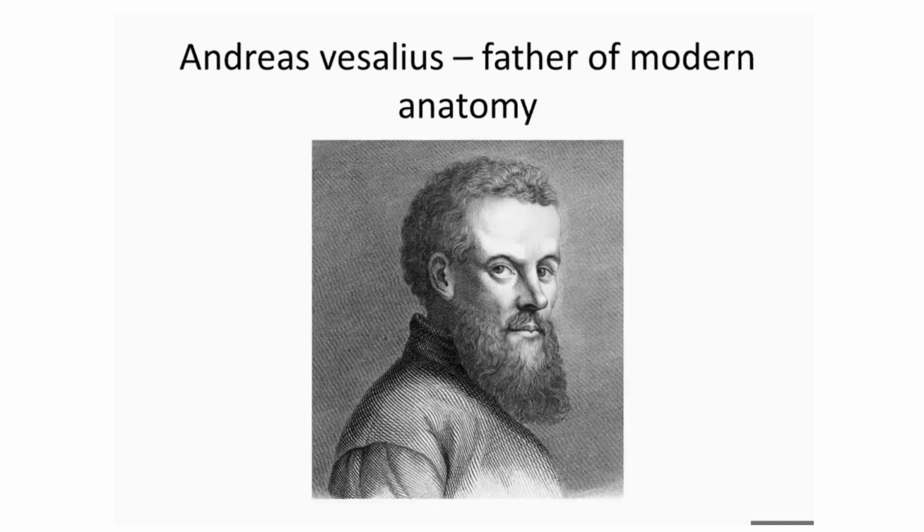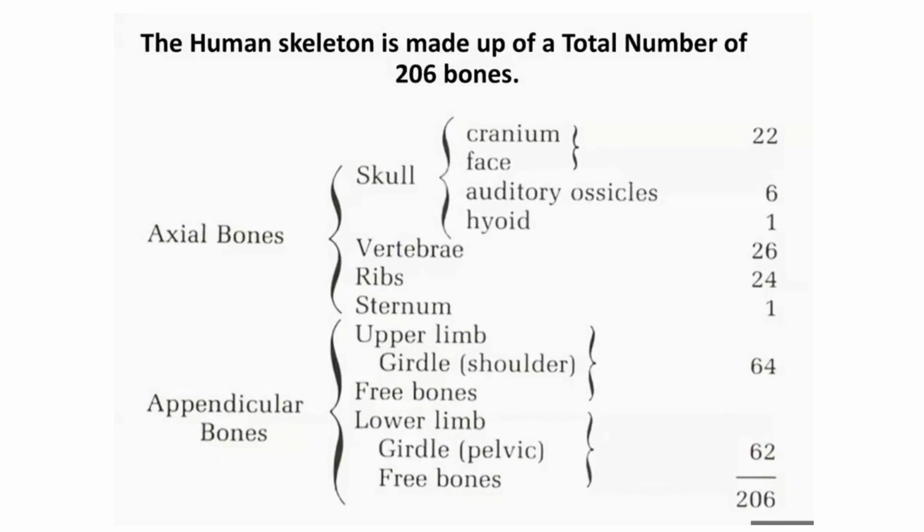I think you are all familiar with this. Andreas Vesalius is the father of modern anatomy. So with this note, we'll start the general anatomy. We know the skeleton system consists of 206 bones, where the skull will be having 22, 14 plus 8: 14 in the facial skeleton and 8 in the cranial vault.